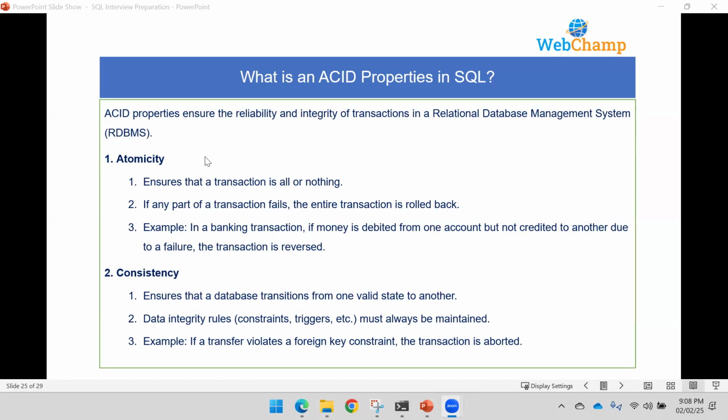So the first ACID property, A, stands for atomicity. It is to ensure that a transaction is all or nothing. If any part of the transaction fails, the entire transaction will be rolled back.